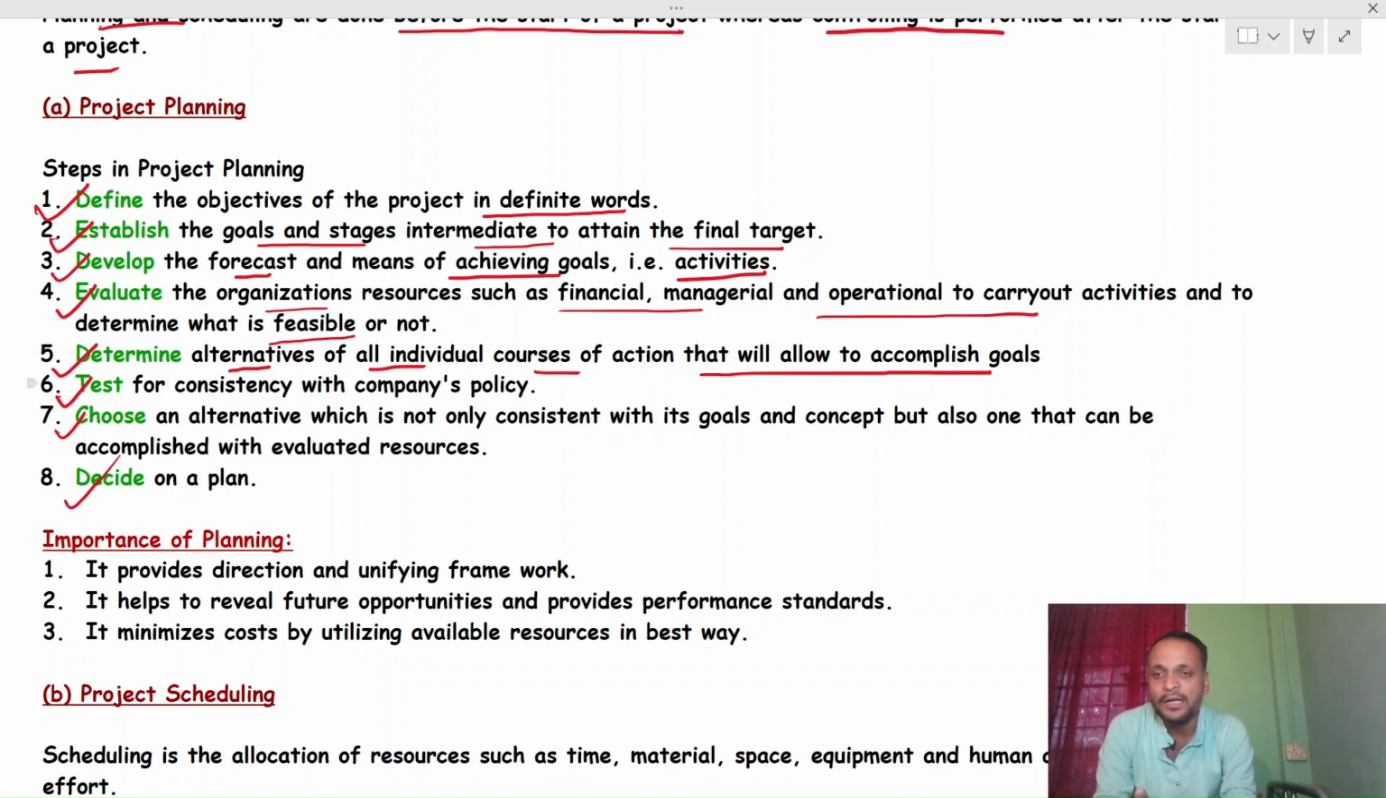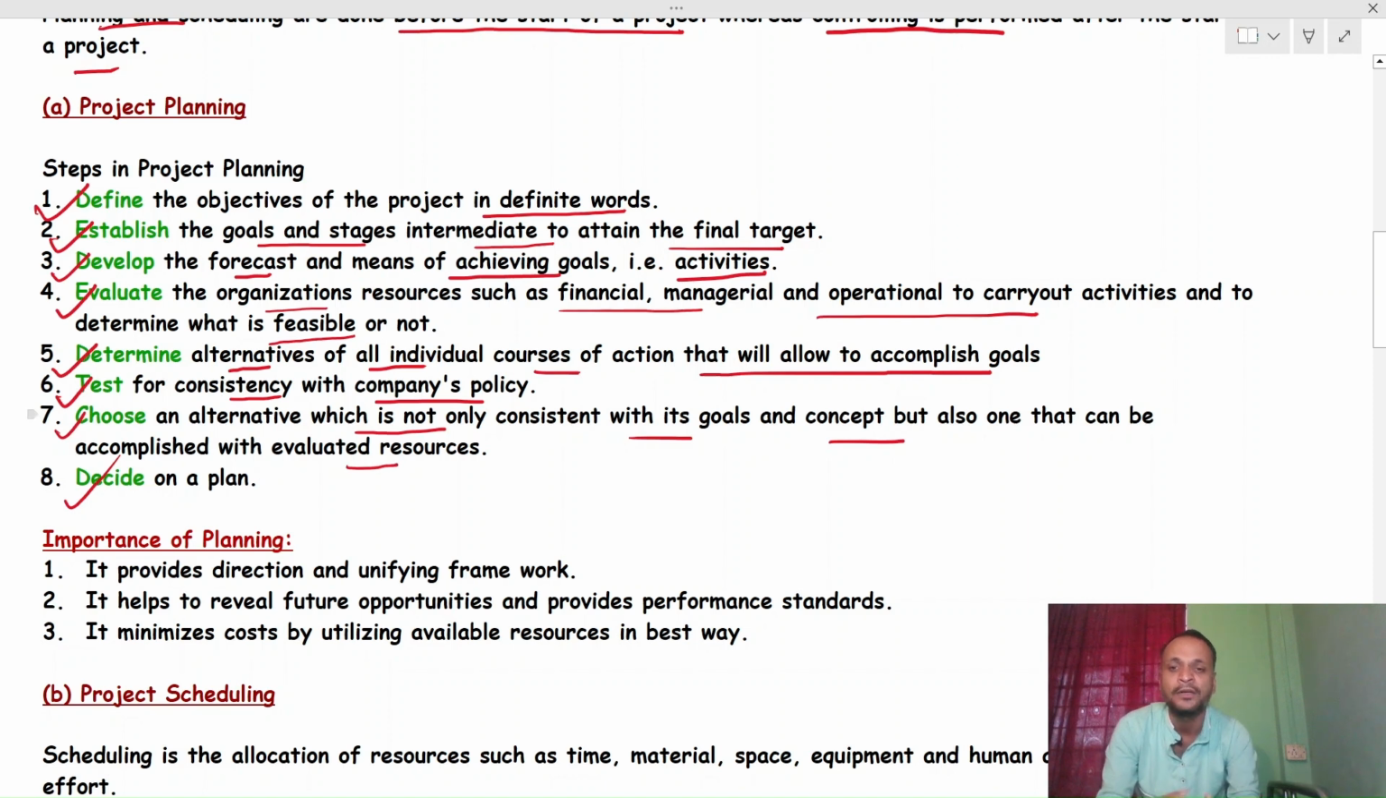Then test for consistency with the company's policy. You have to maintain consistency during the completion of the project as per the company's policy. Then choose an alternative which is not only consistent with its goal and concept but also one that can be accomplished with the evaluated resources.